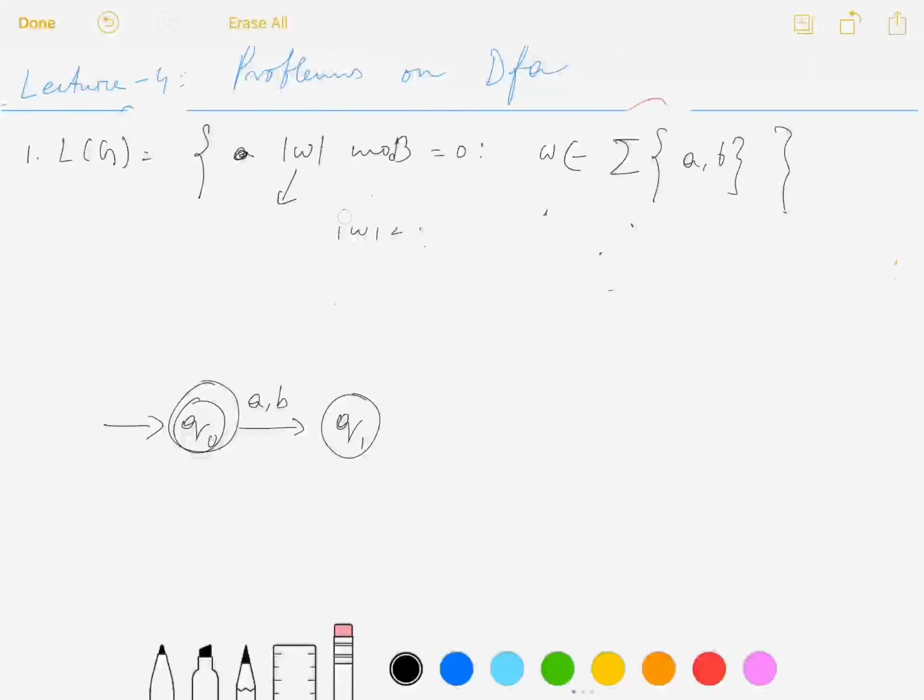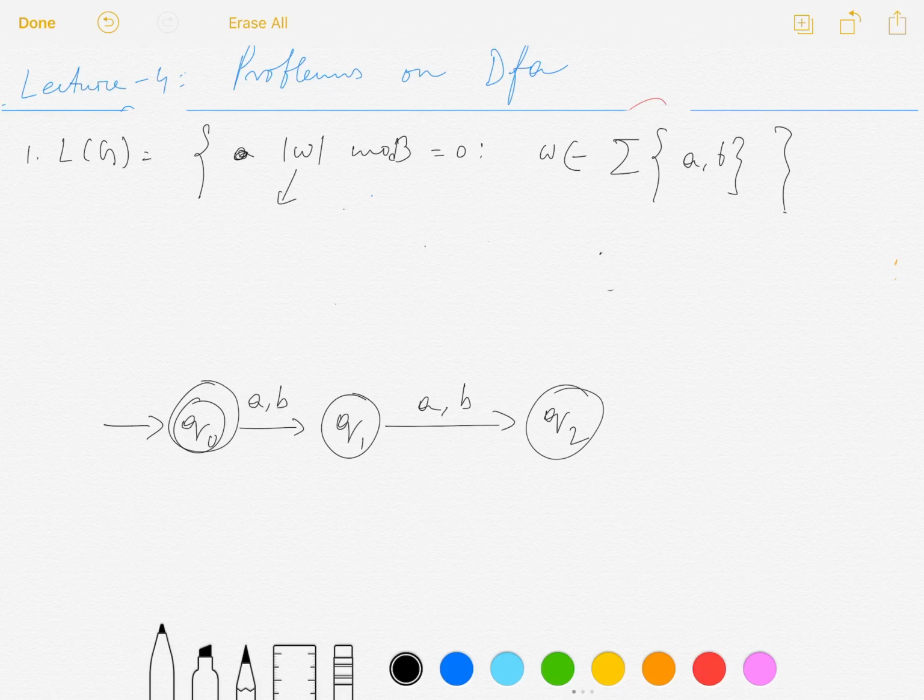Now, if it accepts again either A or B, then what will happen? Let us see. If it accepts either A or B, it reaches Q2. So, at Q2, the length of the string that the machine has consumed is 2. So, this case also will not be accepted by this DFA. Again, if the machine accepts either A or B, then what will happen? The length of the input string that has been accepted by this machine is 3, and 3 mod 3 is equal to 0.